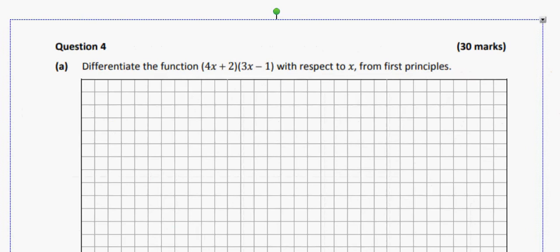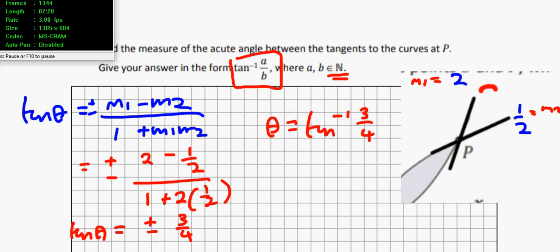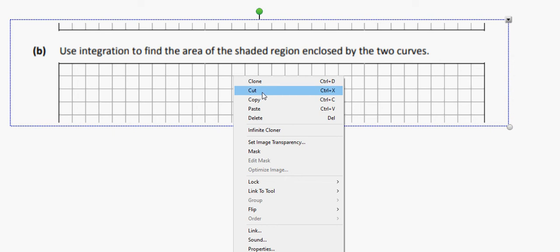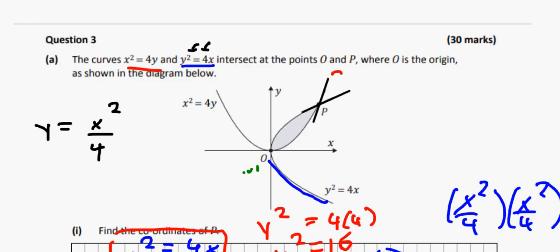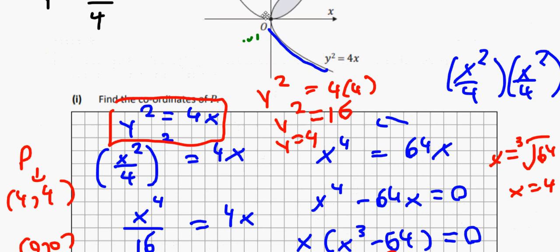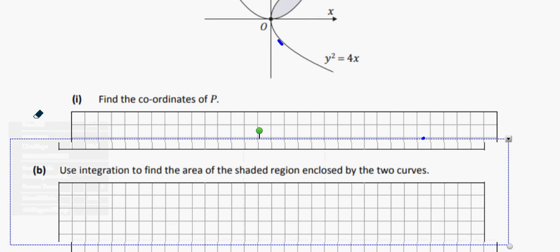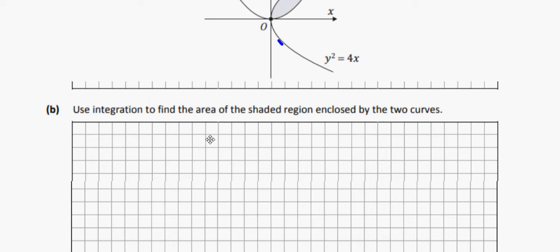We're on to 3b. Use integration to find the area of the shaded regions between the two curves. So we're going to go back to the original diagram, and I will just get rid of all this for a minute, like it doesn't exist, and we are going to paste this question right here. Now let's see what they want from us.